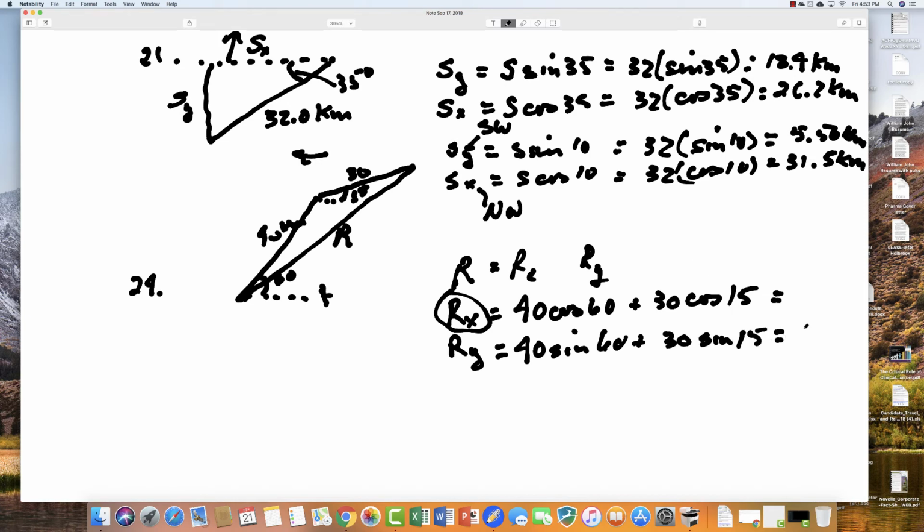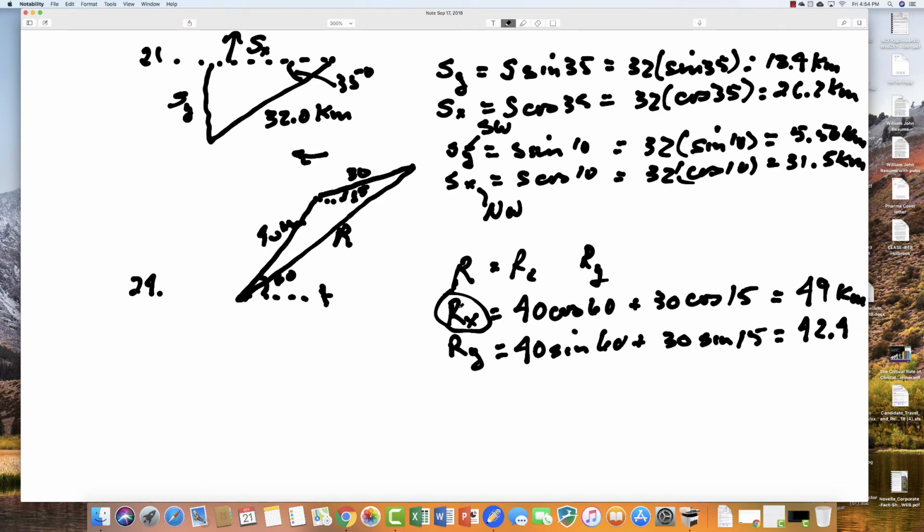And if we do the math on both of these, for the cosine ones, we get 49 kilometers. And for the sine ones, we get 42.4 kilometers.